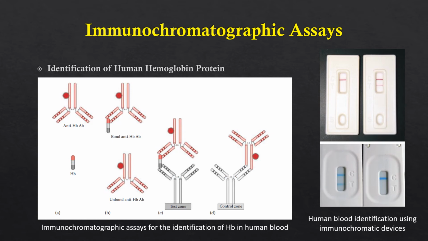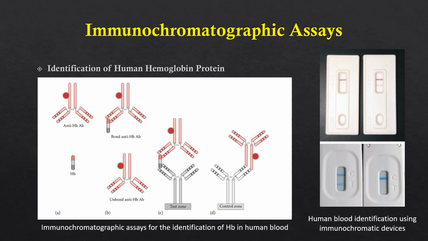Okay, in the T if you are able to see the pink line or the blue line, these are different kits. I am referring to the first image, the first kit which is forming the pink T line, that is the testing zone. If the testing zone is colored, that means it is a positive test. Okay, human hemoglobin is present in that.